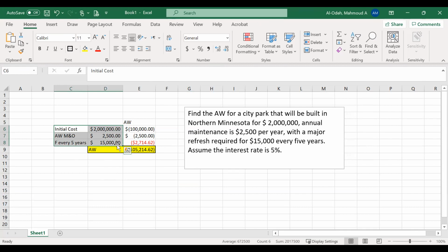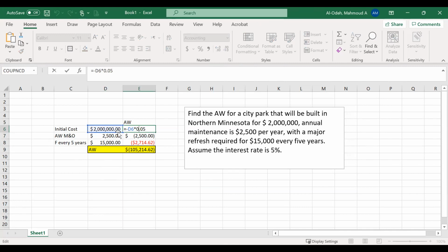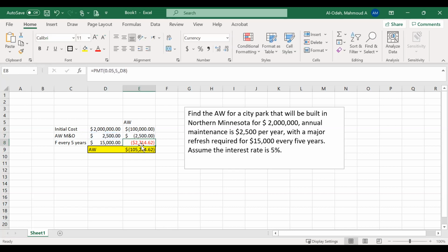So what we need to do, we need to convert these into annual worth. So we started with the 2 million. We converted it into annual worth by multiplying that by the interest rate. So that would be 100,000. Annual maintenance and operational cost, still the same. Make sure to have the negative sign. Make sure that this is a cost.